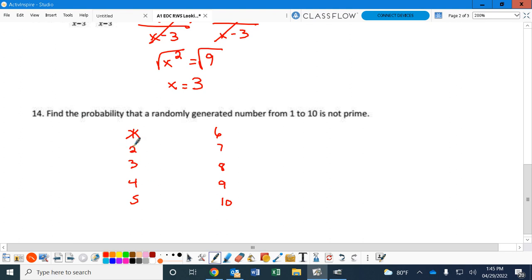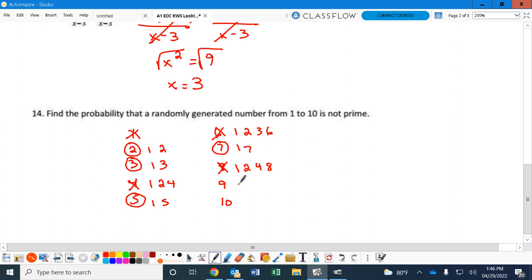Is 2 prime? Yes. What are the factors of 2? 1 and 2. That's prime. What are the factors of 3? 1 and 3. That's prime. What are the factors of 4? 1, 2, and 4. That's out. What about 5? 1 and 5. That's prime. 6: 1, 2, 3, 6. That's out. 7: 1 and 7. That's prime. 8: 1, 2, 4, 8. That one's out. 9: 1, 3, and 9. That's out. 10: 1, 2, 5, 10. Just so we can see what they actually are.